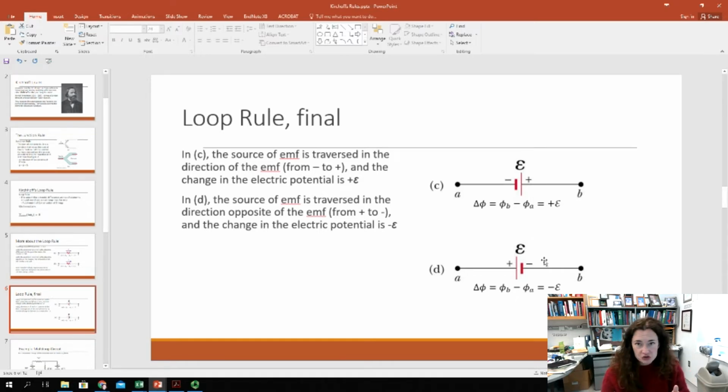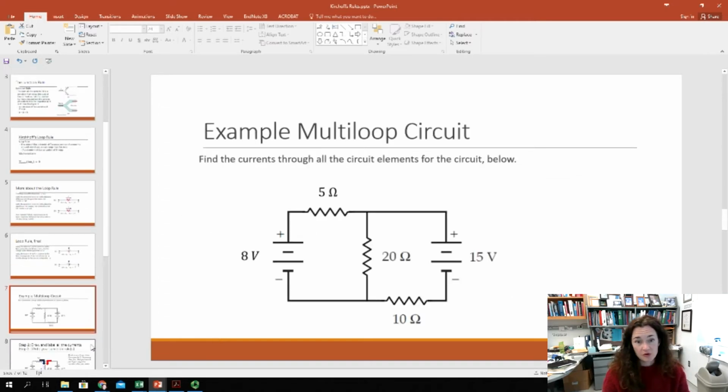So if you must traverse a battery in the wrong direction, then you're going to lose the voltage according to the stated EMF of the battery. All right? An example is worth a billion words. Let's do an example for a multi-loop circuit shown here. The problem simply says: find the currents through all the circuit elements for the circuit below.